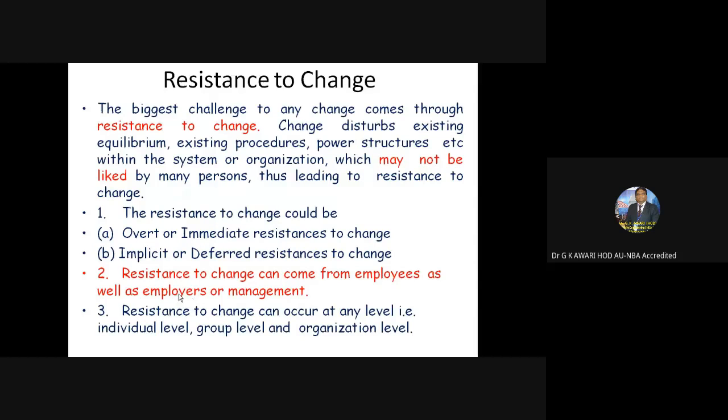Sometimes the management also has its own reservations, even though they appoint the CEO in that company, and some restricted thinking. Because of that, the resistance will be there. So resistance can come from employees as well as employers and the management. Then resistance to change can occur at any level, that is at the individual level, group level, or the organizational level.